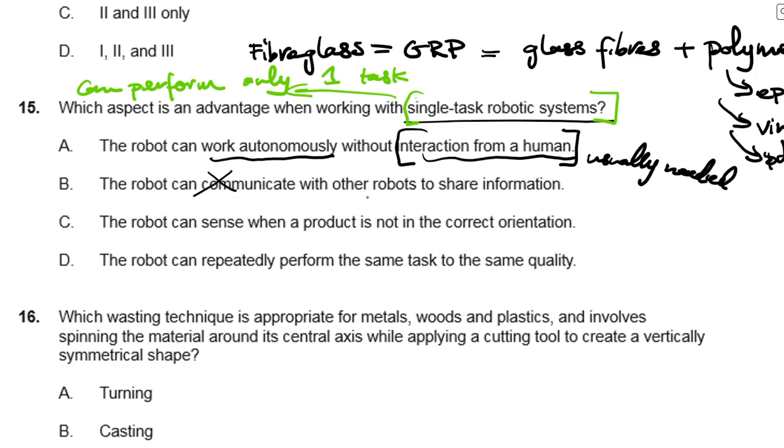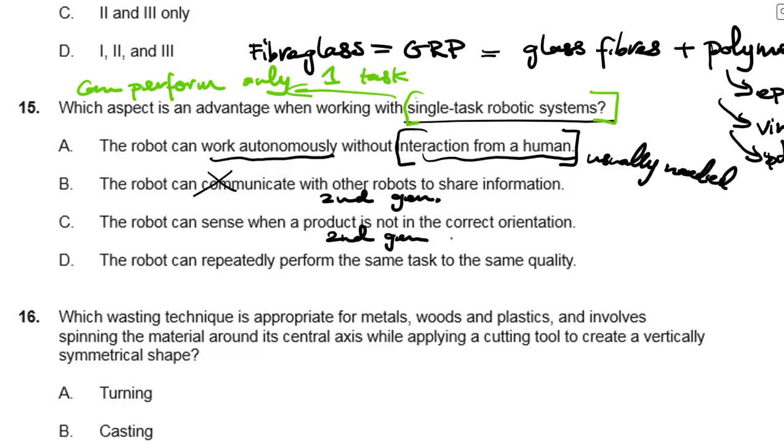That is our second generation robot, right? And third as well. So anything after second generation can communicate with each other and share information. They synchronize with each other and do not need constant supervision. Then we have, the robot can sense when a product is not in the correct orientation. That is again second gen, right?